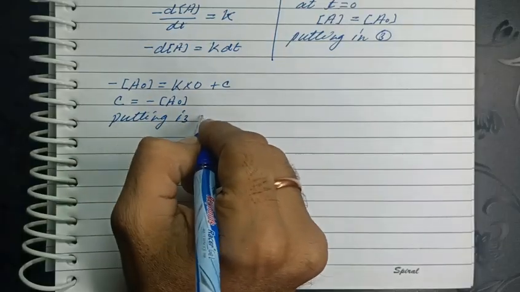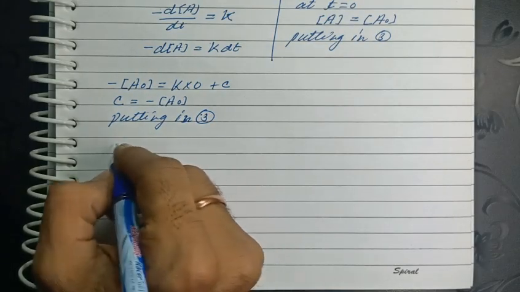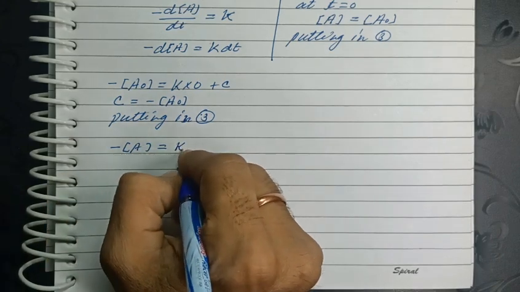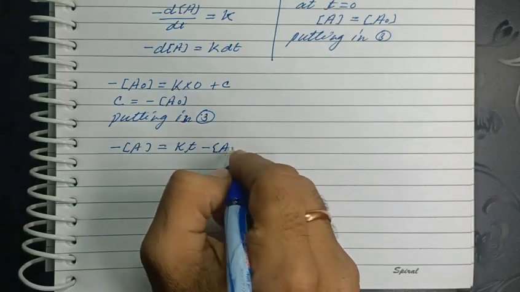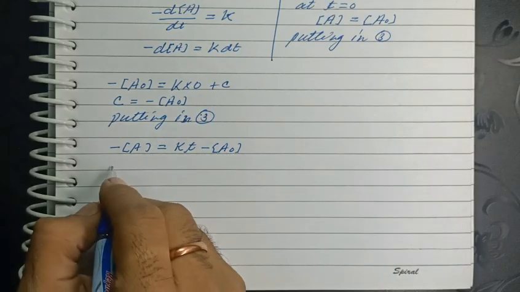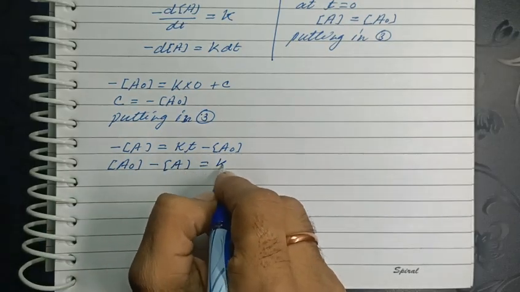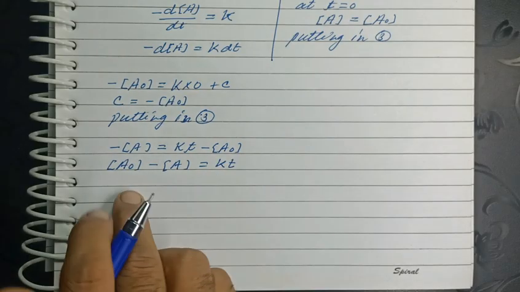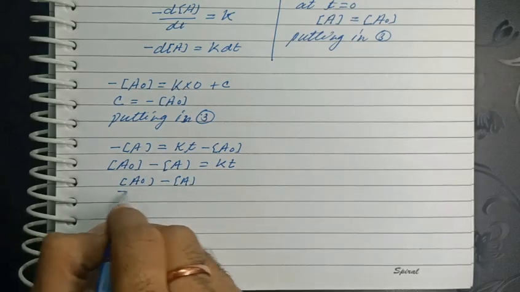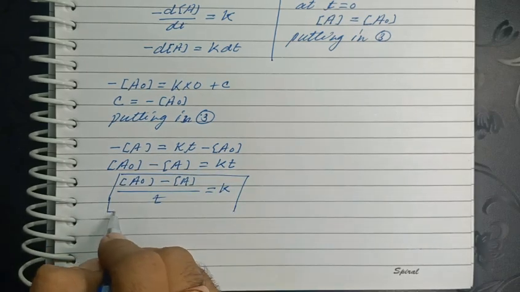Again putting in third, minus A is equal to Kt minus A0. माइनस A0 को इस तरफ ले जाते हैं. A0 माइनस A इज इक्वल टू Kt. T को अपॉन में ले आओ. A0 माइनस A अपॉन T is equal to K. This is integrated rate law for zero order reaction.